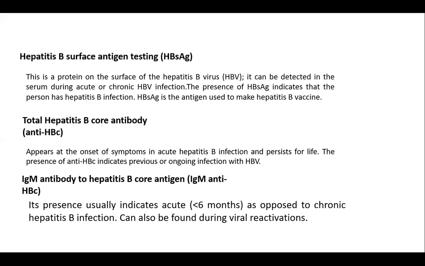And for the total hepatitis B core antibody, it appears at the onset of symptoms in acute hepatitis B infection and persists for life. The presence of anti-HBc indicates previous or ongoing infection with HBV. And for the IgM antibody to hepatitis B core antigen, its presence usually indicates acute infection of less than 6 months, as opposed to chronic hepatitis B infection, and it can also be found during viral reactivations.